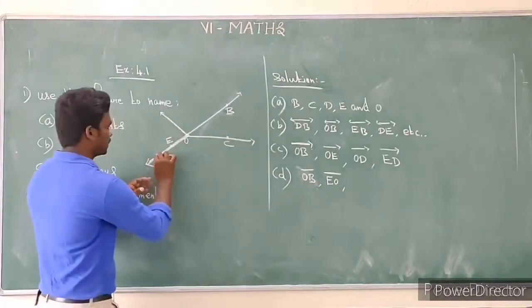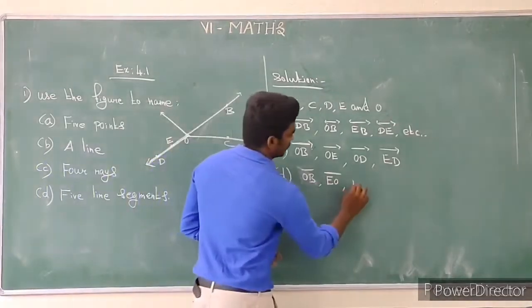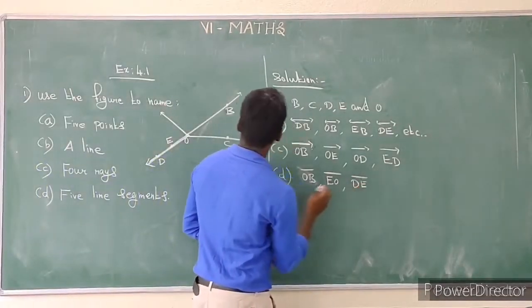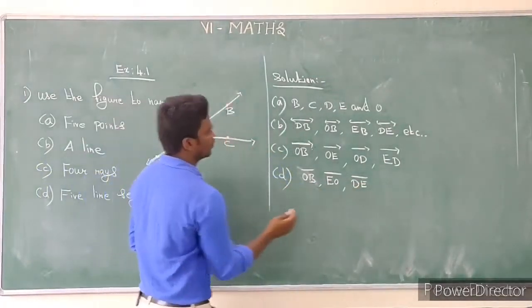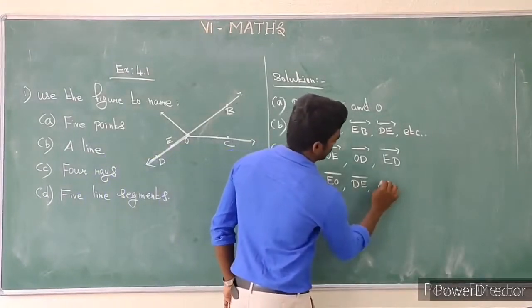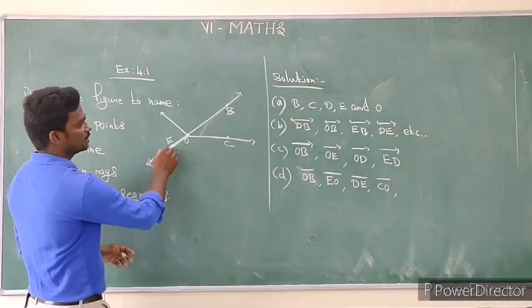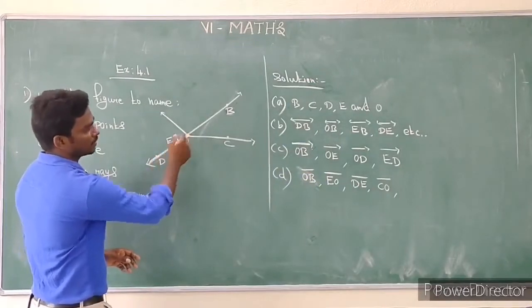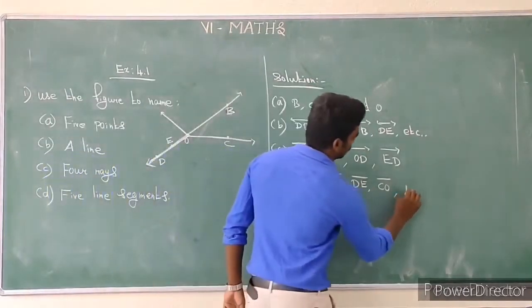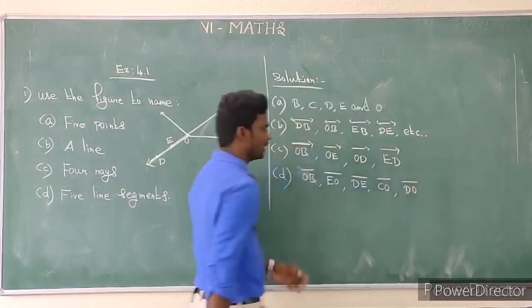What is the next one? The distance between D and E. DE is a line segment. Any other? CO, or OC, both are the same. CO is a line segment. Any other? D to O, yes, DO. So we have 5 line segments.